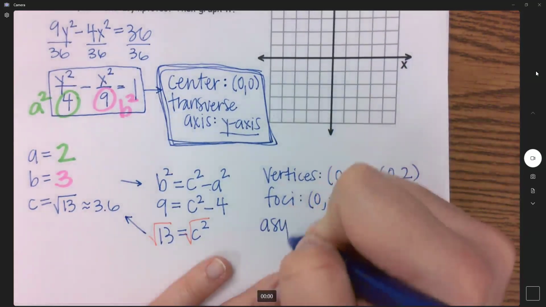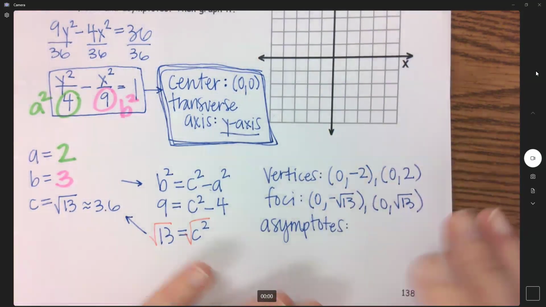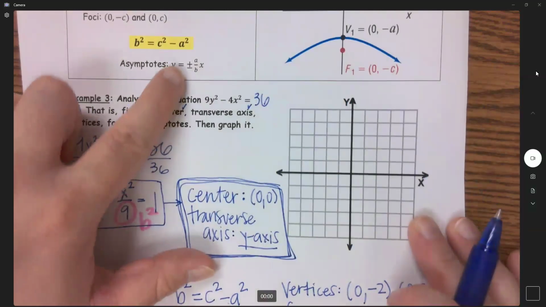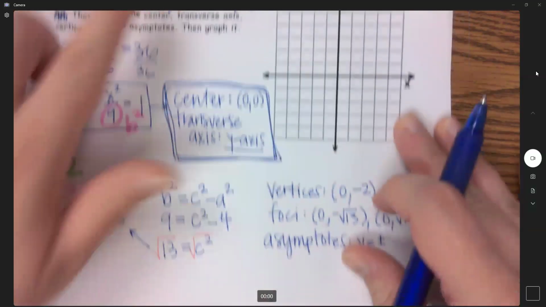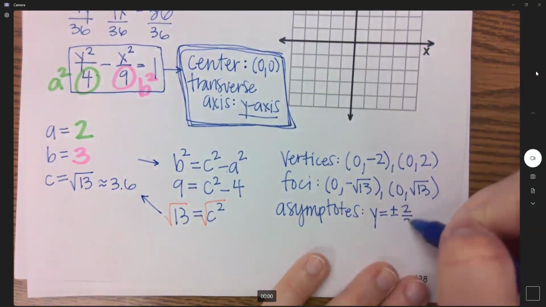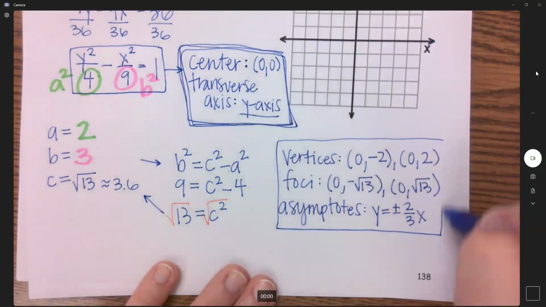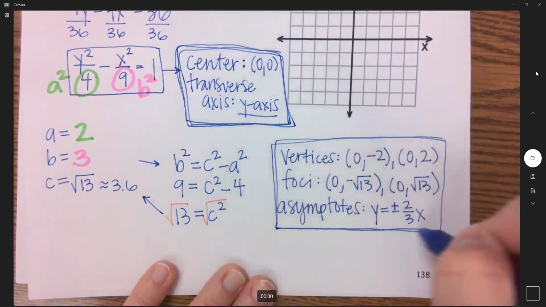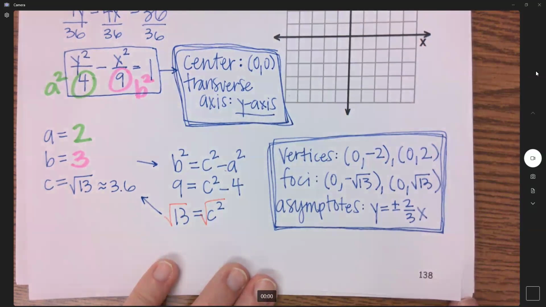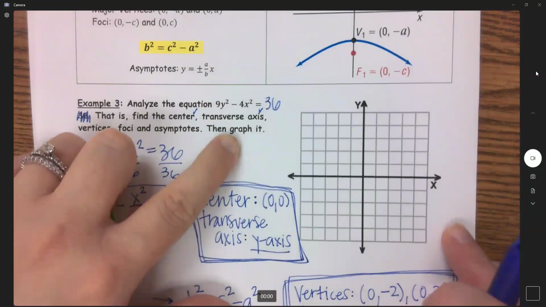And then asymptotes. We have y equals plus or minus, this one is A over B. So my A is 2, my B is 3, and then x. So there is the rest of the questions that it is asking. So once we find all of that, now it wants us to graph.